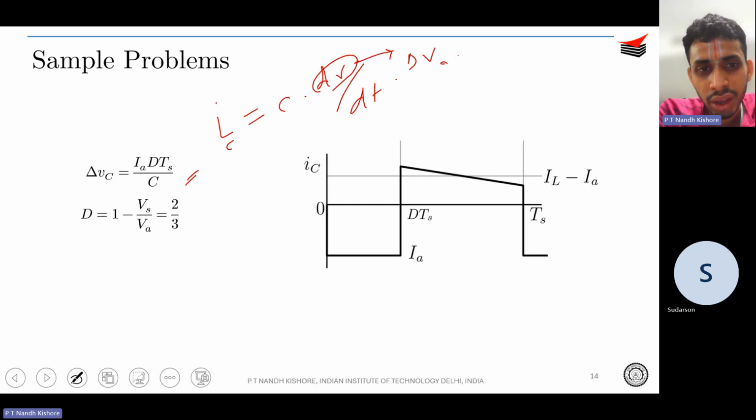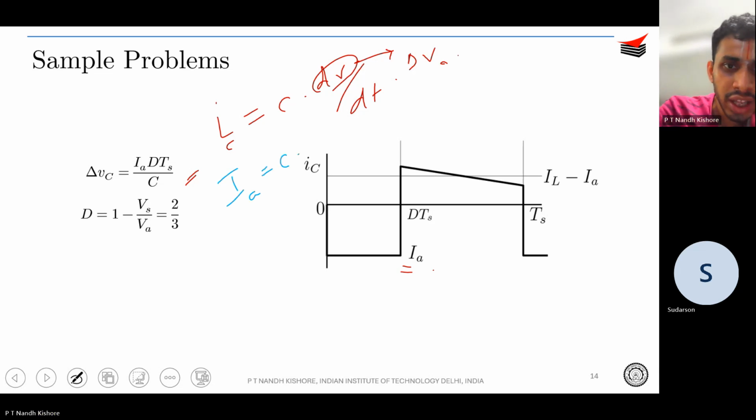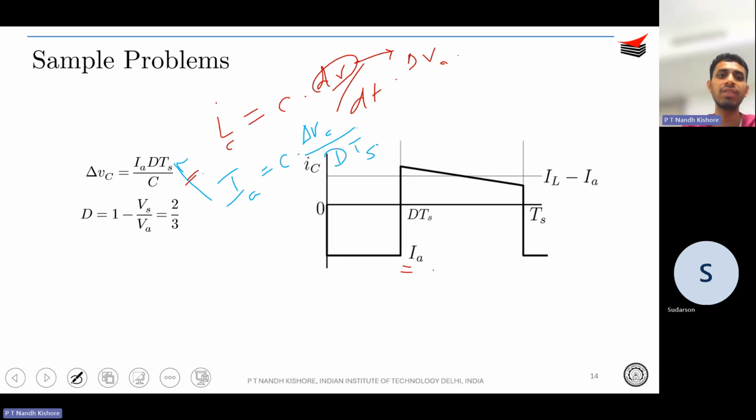Your IC is equal to minus IA, or IC is equal to IA in magnitude, during this DTS period. This is what we are considering. So if we just substitute it over here, IA is equal to C into dV by dt, right? So it's delta VC divided by dt, which is DTs. Just rearrange this, you will get delta VC is going to be IA into DTs by C.